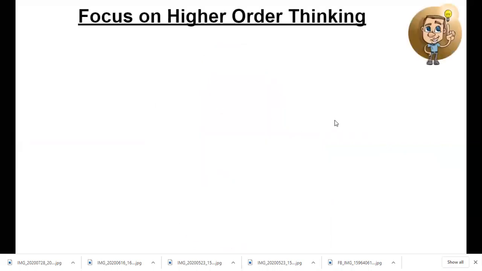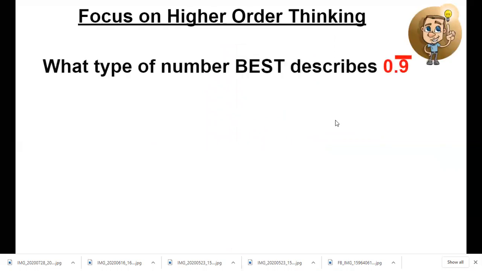Okay, we're going to talk a little bit about higher order thinking. What type of number best describes 0.9 repeating? Same thing, kind of what we were doing before, just a little different.